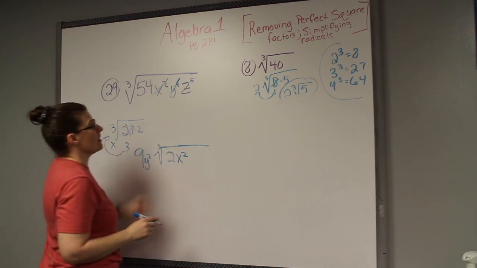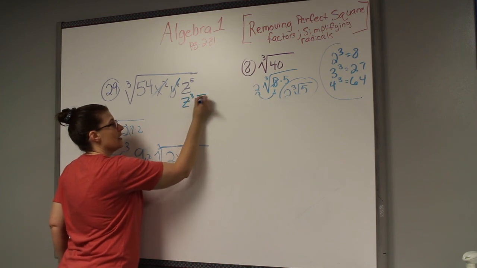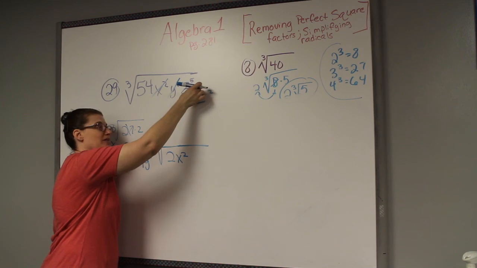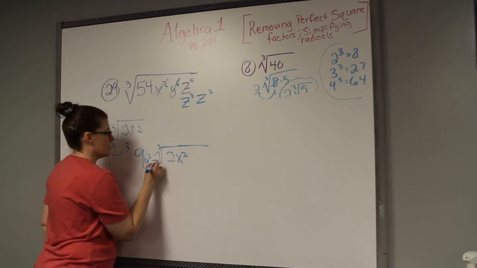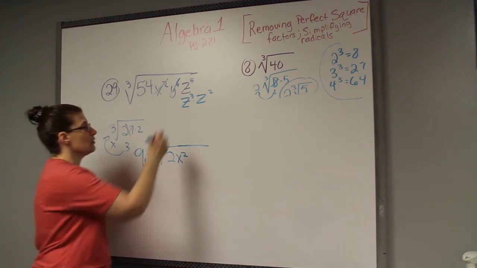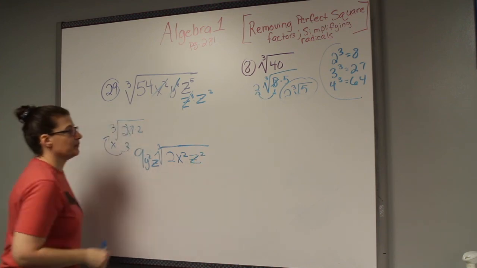Now z to the 5th, I could break down into z cubed and z squared, because 3 plus 2 is 5. Remember, you have to add the exponents here. And then 3 goes into 3 one time, so there's a z that comes out. You can write the 1 out here as an exponent, you don't have to. That's gone, and z squared stays the same.